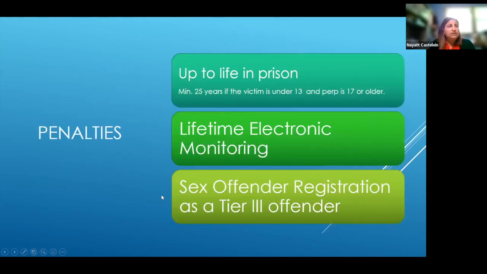So some of the penalties for it, which I kind of covered with the lifetime electronic monitoring already: it can be up to life in prison, a minimum of 25 years, if the victim is under 13 and the perpetrator is 17 years or older. And then, of course, registration as a tier 3 offender, which is a lifetime registration with quarterly verification, and it's public.